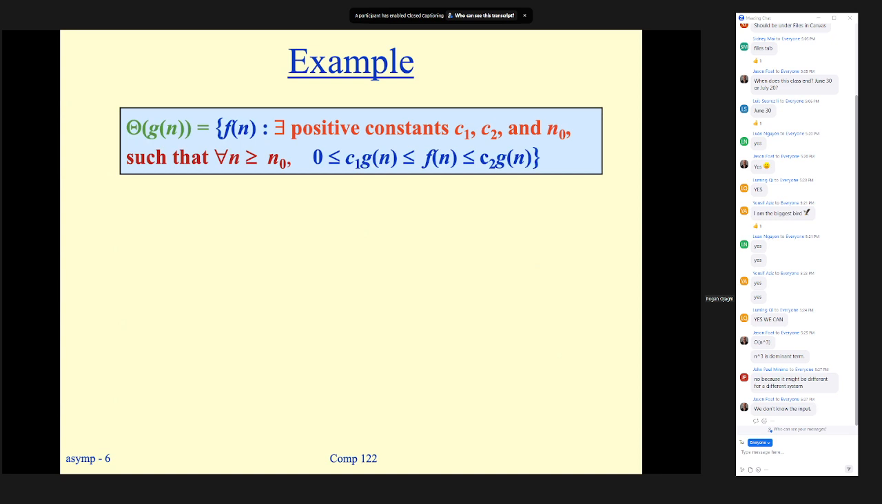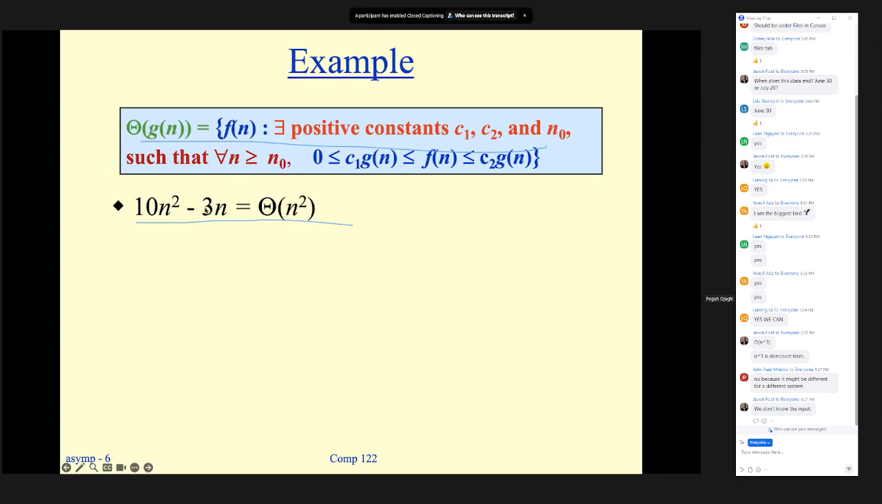So let's see an example. Let me just annotate everything here, so it's going to be easier. Let's go back. I have these things. I say, okay, find all of the functions, with a positive constant and an n-naught, such that after that, the function is bound between these two. Let's see this one, for example. That's the reason why this definition becomes important.